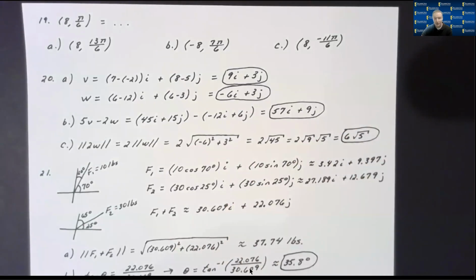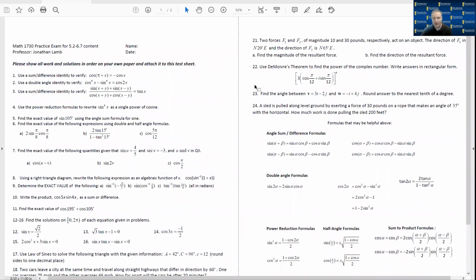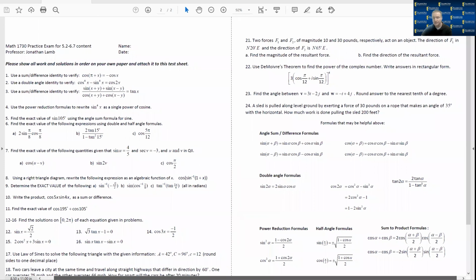Now, for the next problem, it's a little bit more involved, with vector applications. It says you have two forces, F1 and F2, of magnitude 10 and 30 pounds, respectively, that are acting on an object. The direction of F1 is 20 degrees east of north, and the direction of F2 is 65 degrees east of north. We're supposed to find the magnitude of the resultant force, and then the direction of the resultant force. The resultant force, of course, being F1 and F2 combined.